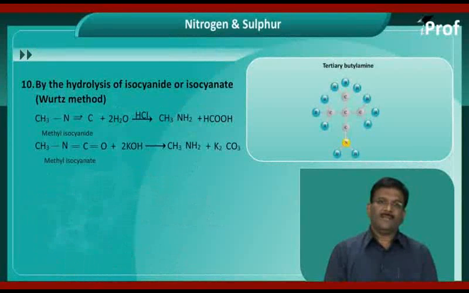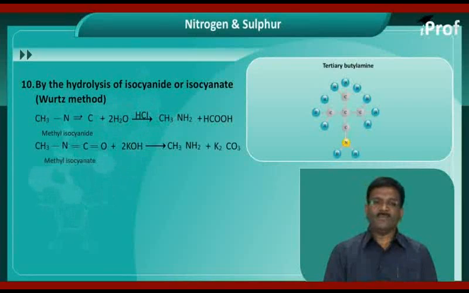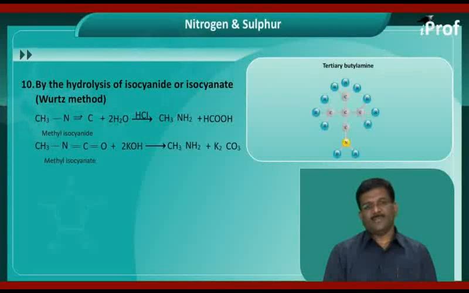Next method, by the hydrolysis of isocyanide or isocyanate. This is the Wurtz method, where the methyl isocyanide is hydrolyzed in presence of acid, mineral acid like HCl, to give the corresponding primary amine along with the formation of carboxylic acid. The reaction is methyl isocyanide plus water in presence of mineral acid like HCl. It gives CH3NH2, this is methylamine, and HCOOH, this is formic acid.